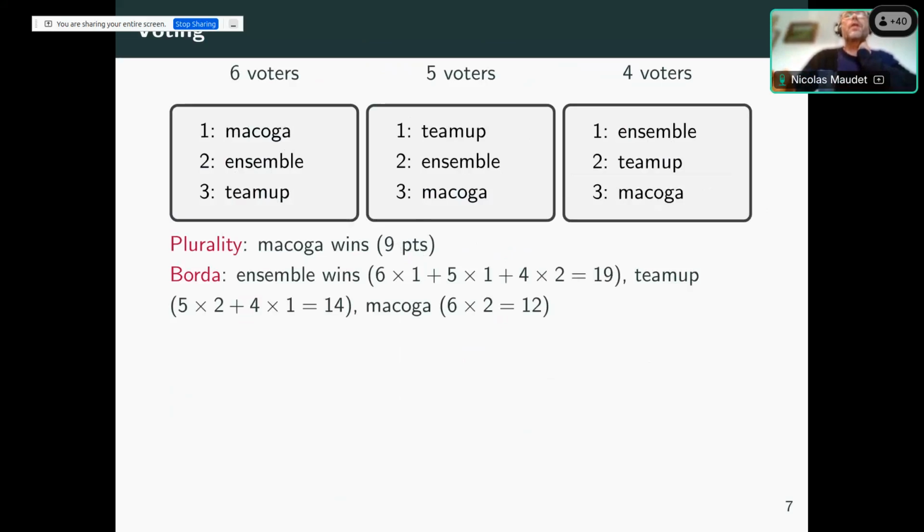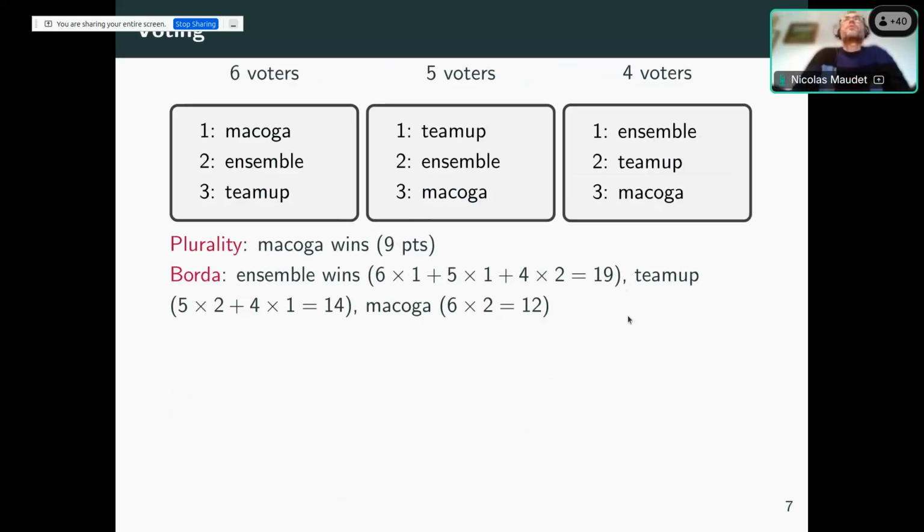If you look at Borda, so Borda is a way to compute a score where you would give 2 points to the first option and then 1 point to the second and 0 to the last one. If you compute that, then Ensemble would win. You would get 6 points here, 1 point 6 times, and then same here, and twice this 4 voter here, so it's 19 points here, and this is the winner.